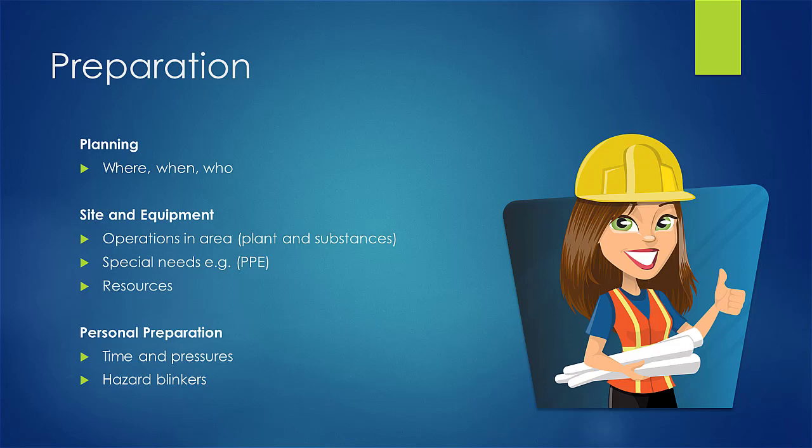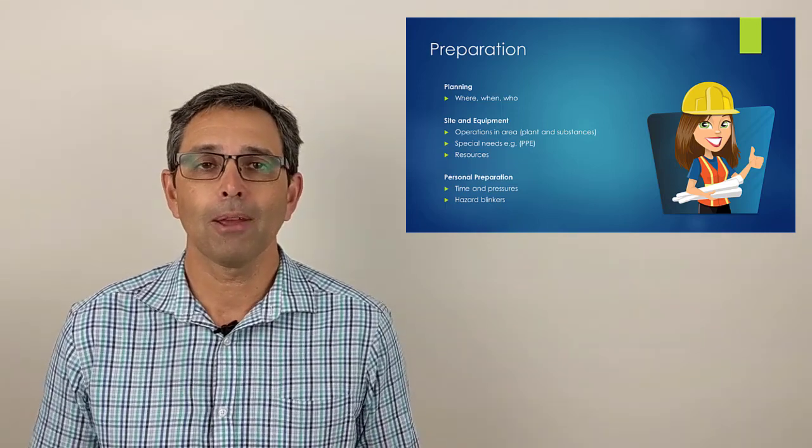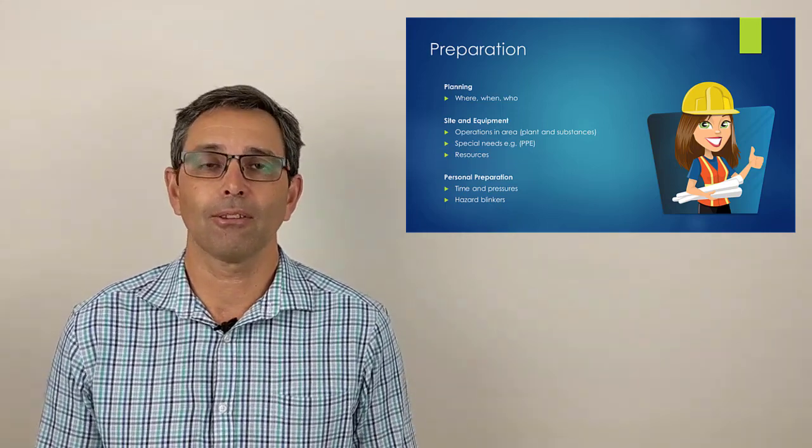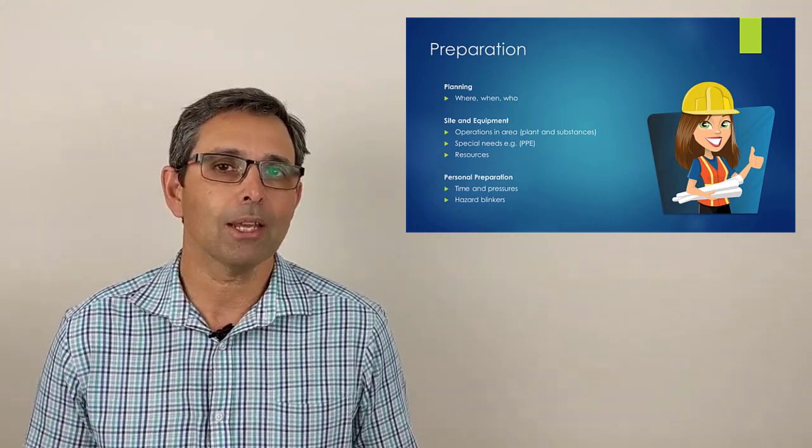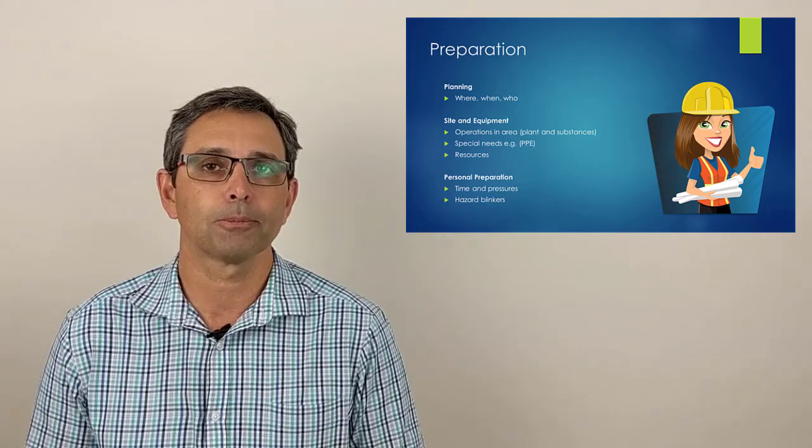We need to make sure that we have considered plant and equipment on site, that we're going to see what we need to see, and that we don't obviously interrupt operations too much in our particular inspection. We need to make sure that we're prepared with adequate PPE and whatever other resources you might need to run the inspection. And just make sure from your own personal point of view that you've got enough time and that you've got an open mind to seeing what you need to see. We've got to watch out for those hazard blinkers, that's for sure. We can get a bit blind to our own sight sometimes.